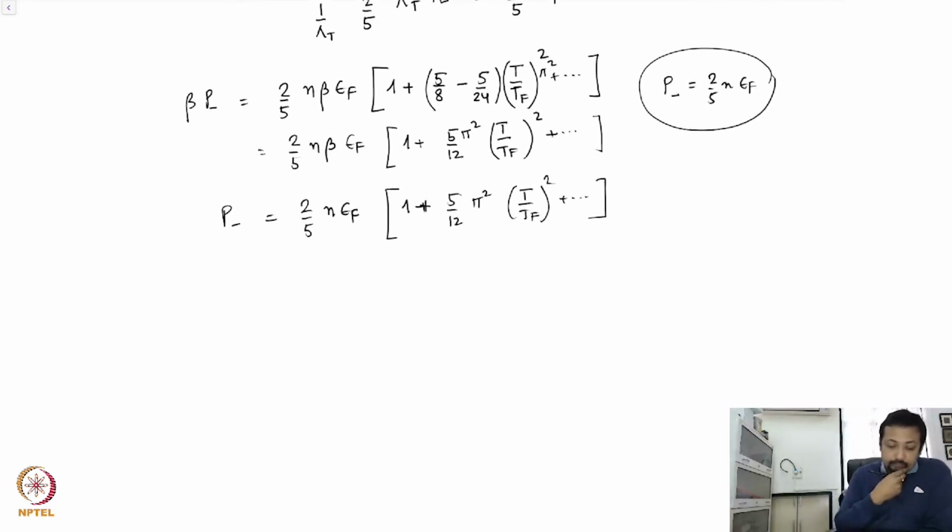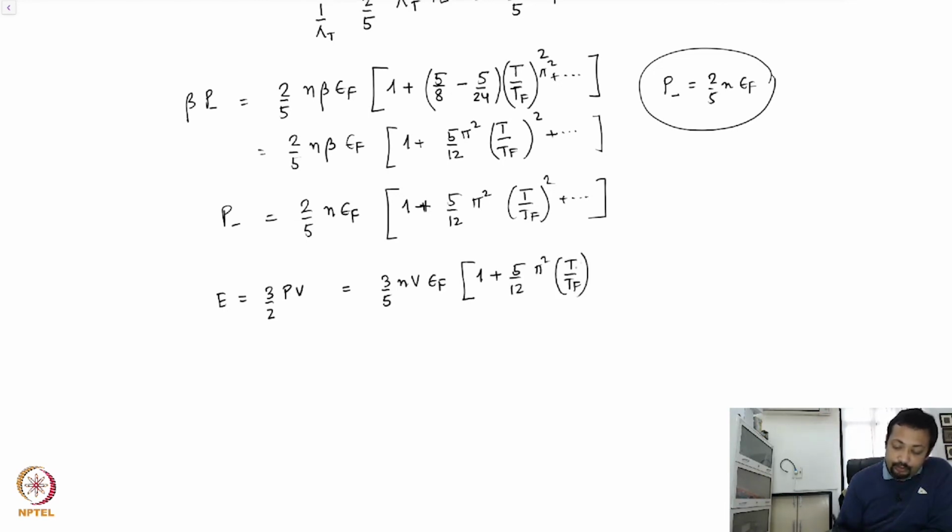Now the energy is 3 by 2 P times V, right? Which means I have 3/5 n times the volume times epsilon f, 1 plus 5 by 12 pi square t over tf whole square plus higher order terms.